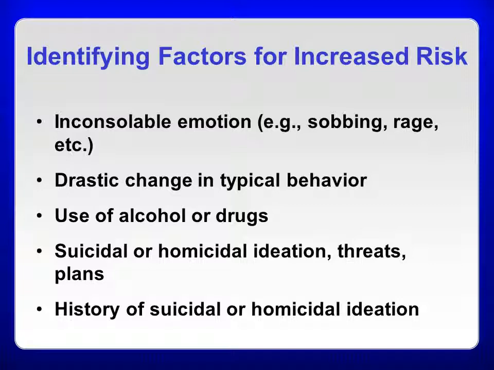Another thing, given the work environment, is what to do in case of a crisis. So be able to identify factors for increased risk of a major issue that could come about as a result of a psychological stressor. Here we have some identifying factors for increased risk of possible problems, and this could be risk for the athlete or for other individuals: inconsolable emotions, drastic change in typical behavior, use of alcohol or drugs, suicidal or homicidal ideation, threats, or plans, and even a history of suicidal or homicidal ideation as well.